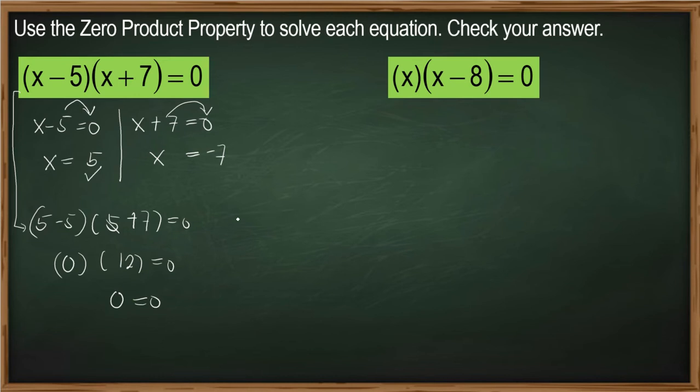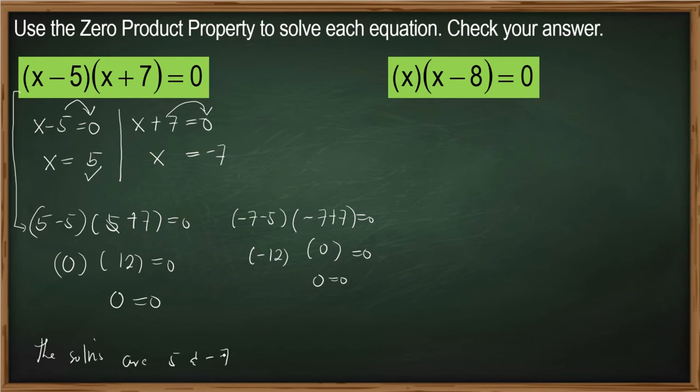How about if x equals negative 7? Substitute negative 7 into the equation. So we have negative 7 minus 5 times negative 7 plus 7 equals 0. Take note that one of the resulting factors is 0. Multiplied by negative 12, it results in a product of 0. So we have another true statement. Thus, the solutions are 5 and negative 7.